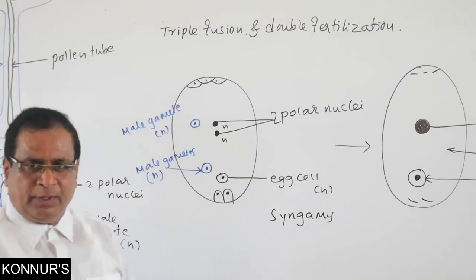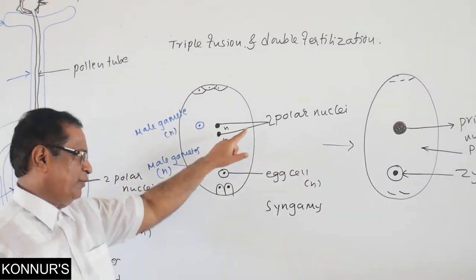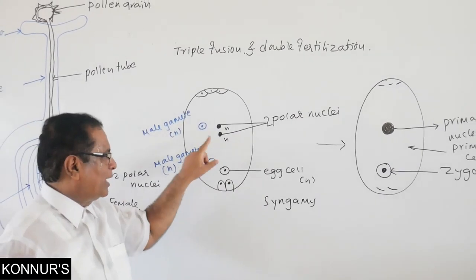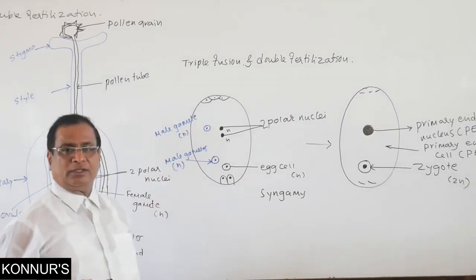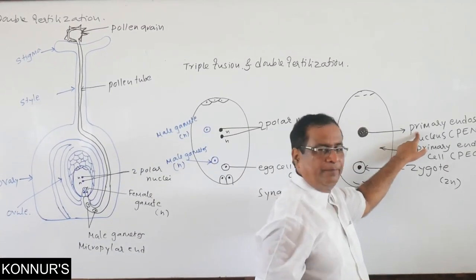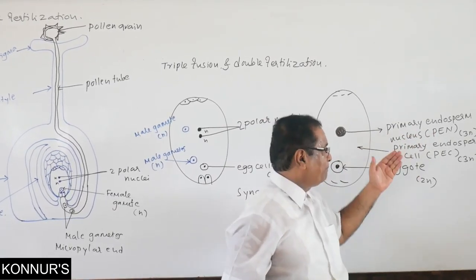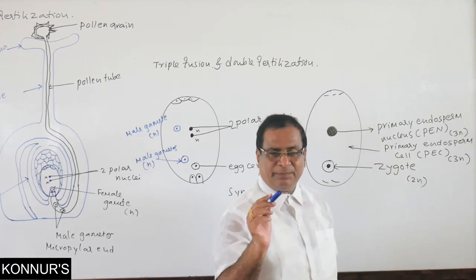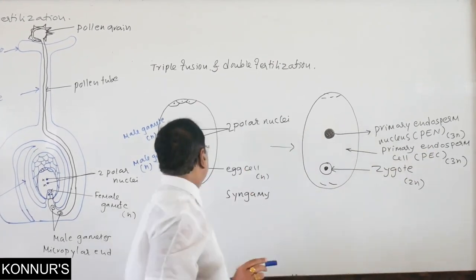Why it is said to be triple fusion? One haploid male gamete fuses with two polar nuclei. That is said to be triple fusion. Due to this, the formation of a primary endosperm nucleus named PEN, it is triploid. 3N, 3 sets of chromosomes.